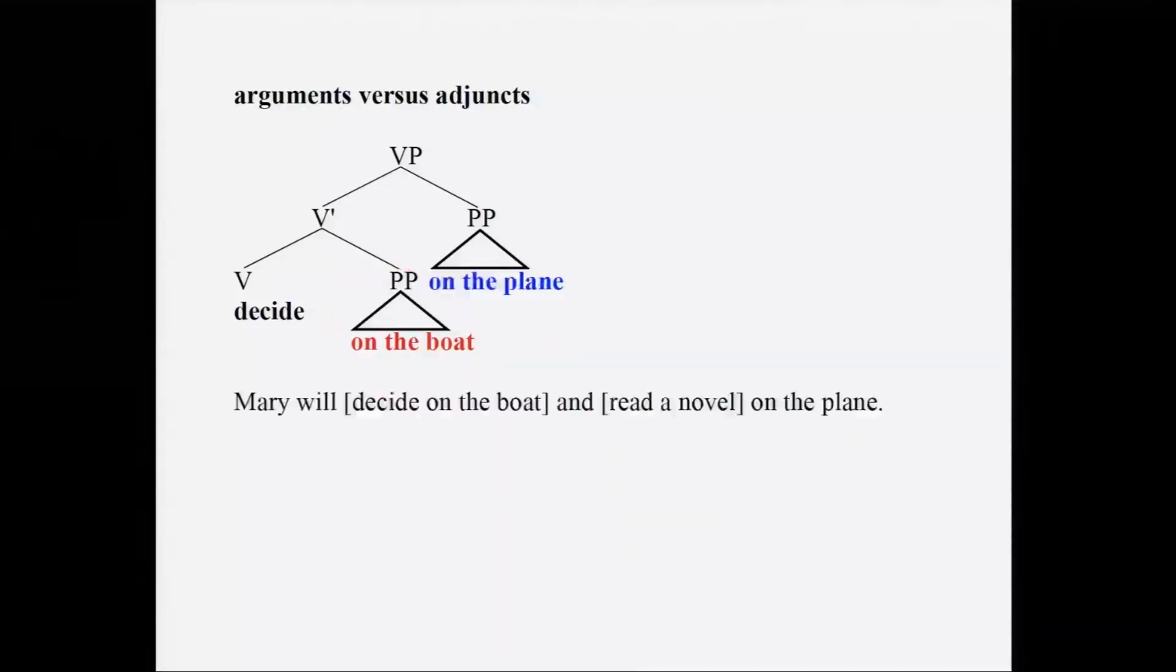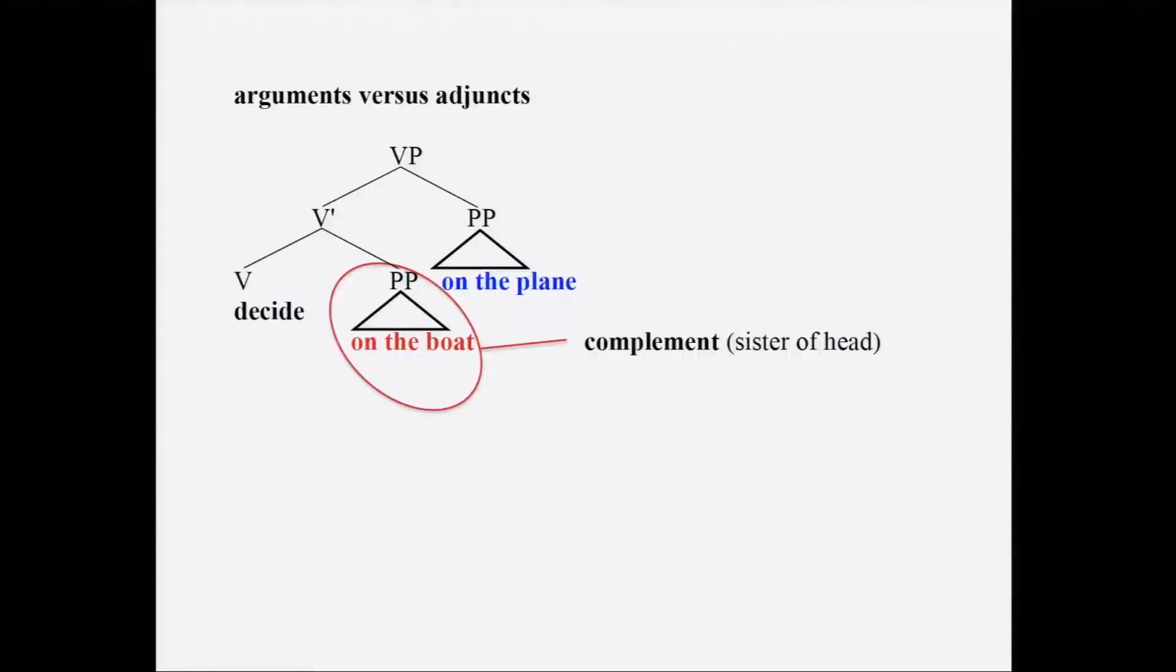Okay, and then here's a mini constituency test that's meant to get you to take seriously the possibility that there is a constituent "decide on the boat." Look, you can coordinate that constituent with another constituent of the same kind. You can say, "Mary will decide on the boat and read a novel on the plane." It's fine.